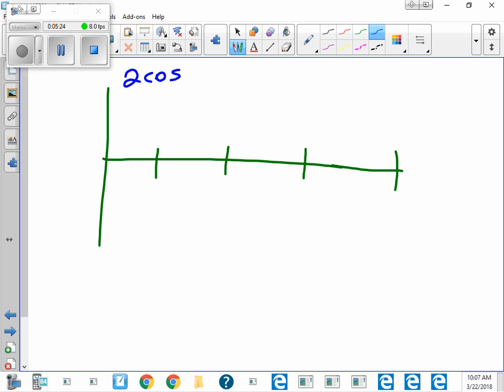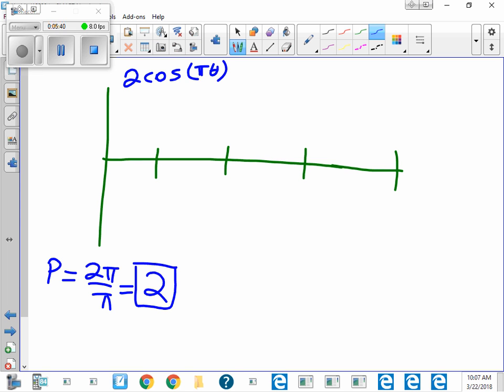2 cosine of pi theta. So B is pi. So the period is 2 pi over pi, which gives me 2. 2 what? 2 radians. And radians are linked to the radius of the circle. So this angle is equal to 2 radiuses of the circle. So if I have a circle and I have my radius right there as 1, that would be 1 radius, and that would be 2 radiuses.